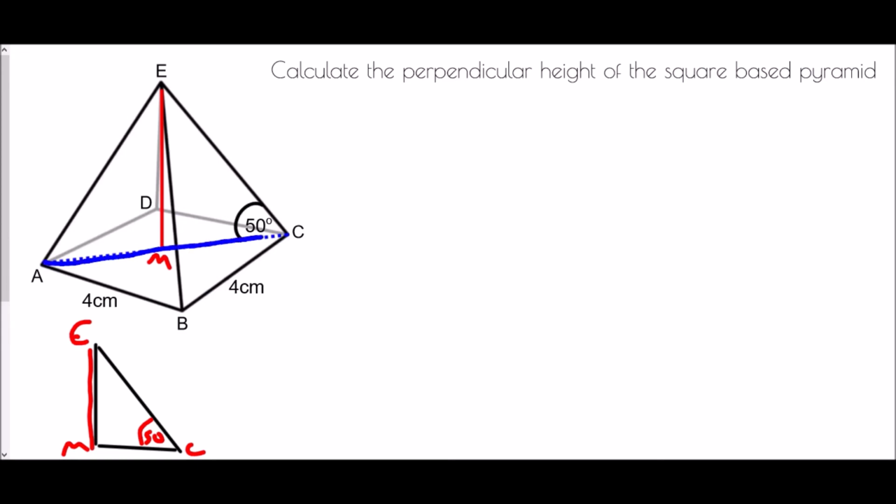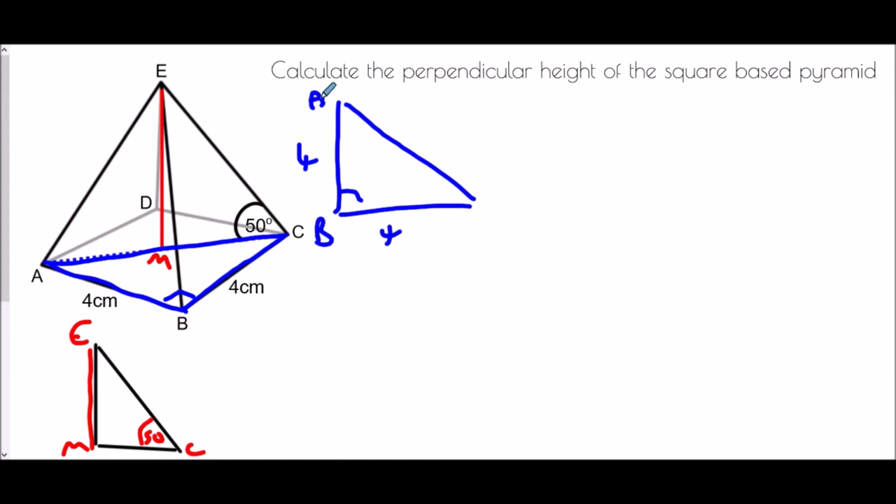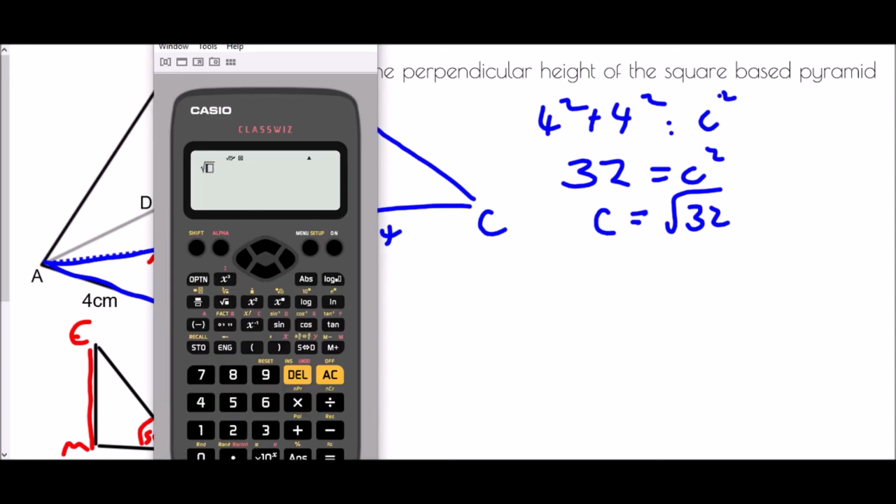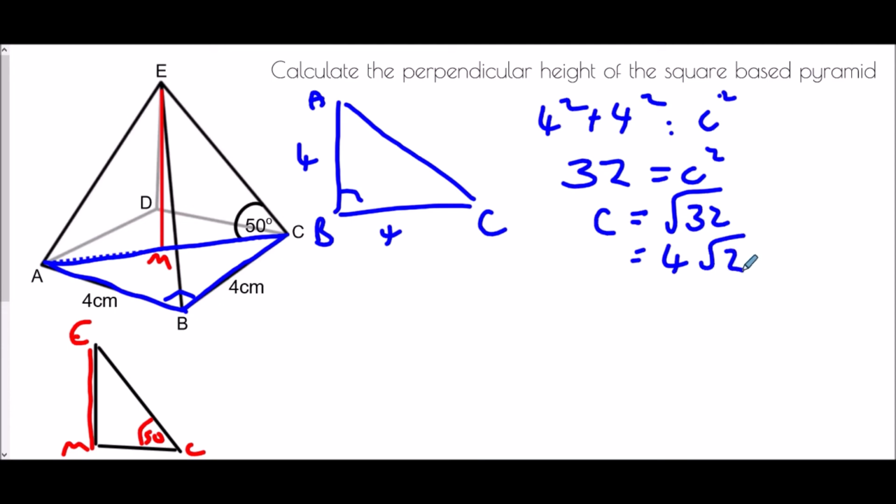Well, let's think about what's already marked on the diagram. We have a square-based pyramid, and therefore we have a right-angled triangle. And that right-angled triangle is 4 centimetres by 4 centimetres. And this is A, B, C. And we need to find out AC to begin with, and so we're going to need, once again, Pythagoras' theorem. We're going to have 4 squared plus 4 squared equals C squared. That's going to be 16 plus 16, which is 32, equals C squared. And so C is going to be the square root of 32. Square root of 32, if we just type that one into the calculator, we get 4 root 2. Okay, so let's leave it again in surd form, 4 root 2 for the time being.